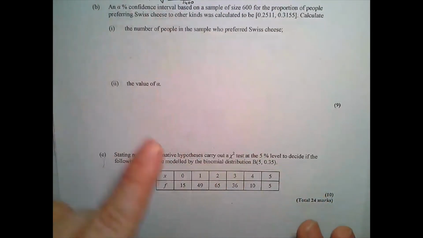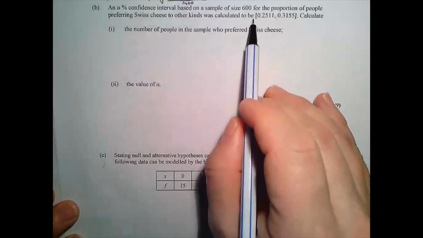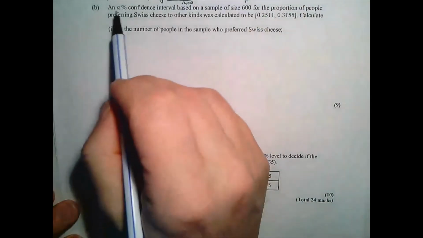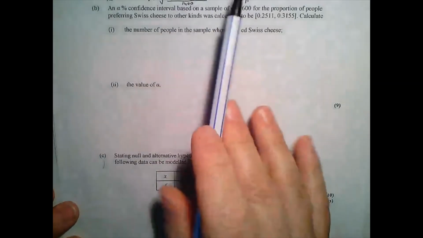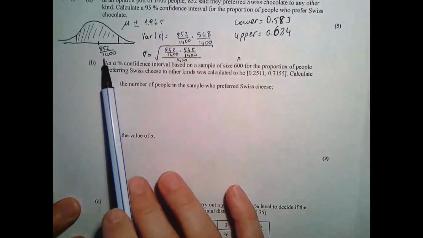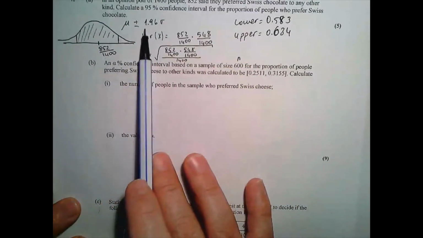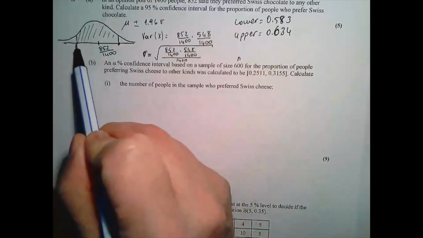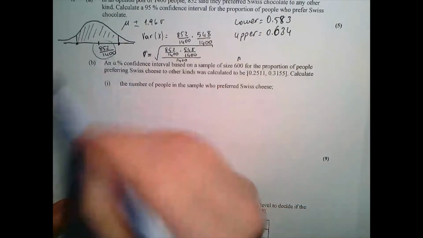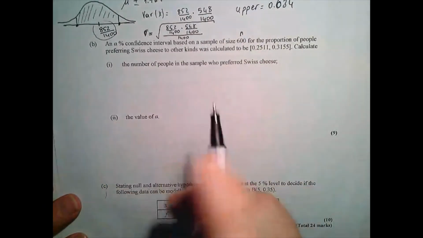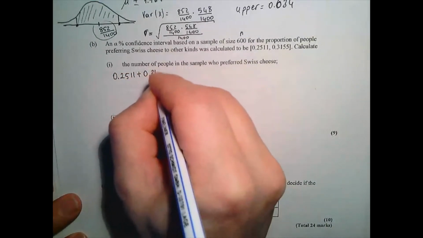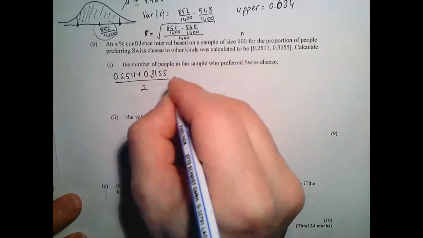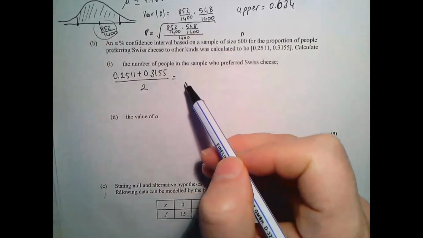Now we are going to go backwards, vice versa. Now the confidence interval is given, and we are asked for the number n and the alpha. Let's go backwards. What we did over here was find the expected value and then go plus and minus this, and we find these two values. Isn't the expected value in the middle? Let's find the expected value first: 0.2511 plus 0.3155 divided by 2. It's equal to the expected value.